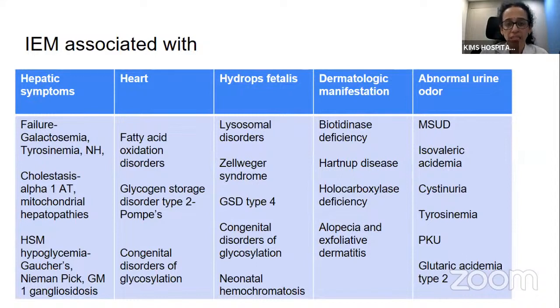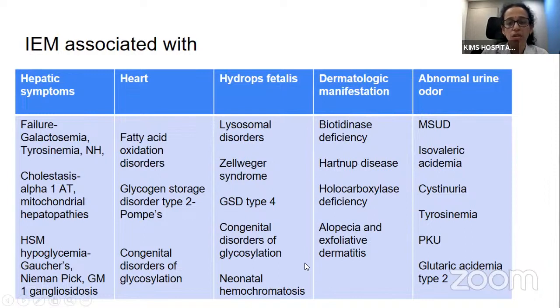So let us see the different systemic involvement which is associated with inborn errors of metabolism. IEMs associated with liver involvement are associated with hepatic cell failure, that is galactosemia, tyrosinemia, and neonatal hemochromatosis. Associated with cholestasis are alpha-1 antitrypsin deficiency and mitochondrial hepatopathies. If hepatosplenomegaly along with hypoglycemia is there, then Gaucher's disease, Niemann-Pick disease, and GM1 gangliosidosis should be kept in mind. For IEMs associated with cardiac involvement, cardiomyopathy, there are fatty acid oxidation disorders, glycogen storage disorder type 2, that is Pompe's disease, and congenital disorders of glycosylation. Associated with hydrops are lysosomal disorders, Zellweger syndrome, GSD type 4, congenital disorders of glycosylation, and neonatal hemochromatosis.